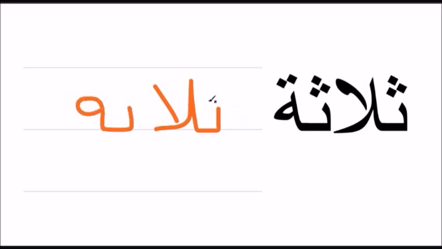The three dots above the tha form a little arrowhead, like this, like we did for the letter shin. The same goes for the second tha, and then we add the short line above the ta marbuta. And there you have thalatheh.